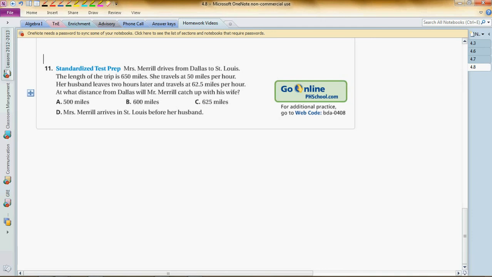One good strategy is to guess 500 miles. What would happen? How long would it take Mrs. Merrill to get to 500 miles? Or how long does it take for Mr. Merrill to get to 500 miles? If those numbers are the same, or you can see the patterns right here, and make sure you think about the reasoning as well.